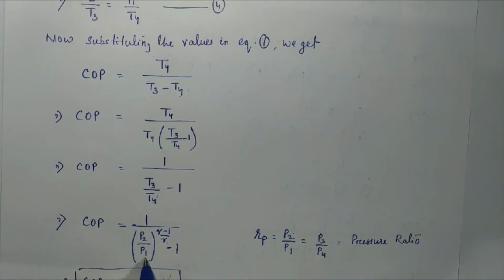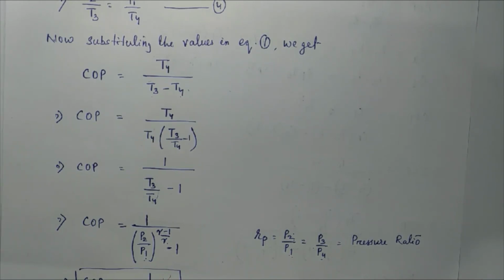This P2 by P1 is the ratio of the two pressures. So here we consider this pressure ratio to be RP, so P2 by P1 is equal to P3 by P4. In place of P2 by P1, we substitute the value of RP, the pressure ratio, to the power (gamma minus 1)/gamma. So this is the expression of COP for the reversed Brayton cycle.